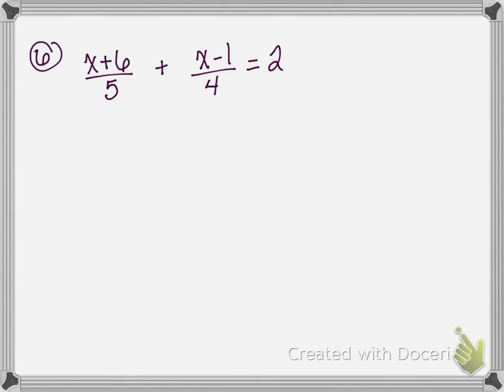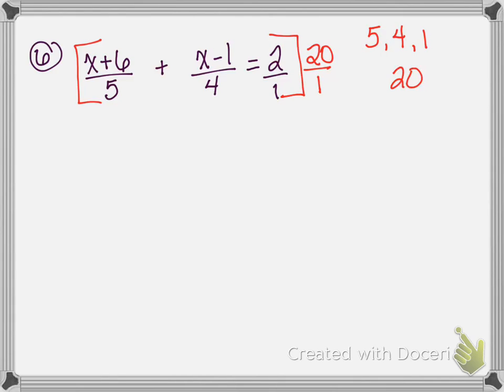Okay. Here we've got fractions. x plus 6 over 5 plus x minus 1 over 4 equals 2. What's that 2 over? 2 over 1. Good. So my denominators that I'm looking at are 5, 4, and 1. So I need a least common denominator that 5 goes into, that 4 goes into, and 1 goes into. 20. Okay? So what that means is I am going to multiply everything by 20 so that I can get rid of all my denominators.